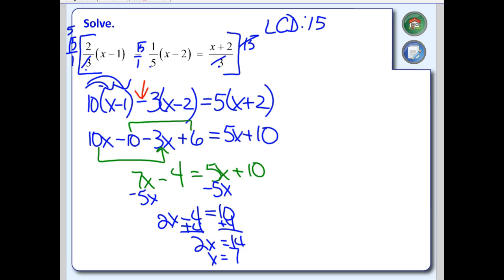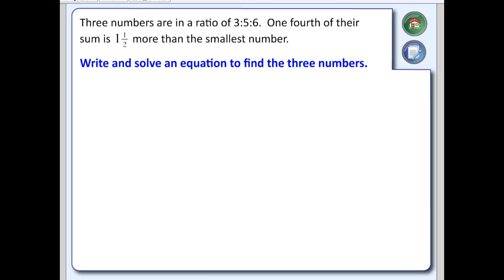Okay, now we've got 2 story problems to look at, and then we're done for today. So let's look at the first one. Ooh, they put something in there we learned this week. It said 3 numbers are in the ratio of 3 to 5 to 6. 1/4 of their sum is 1.5 more than the smallest number. Write and solve an equation to find the numbers.